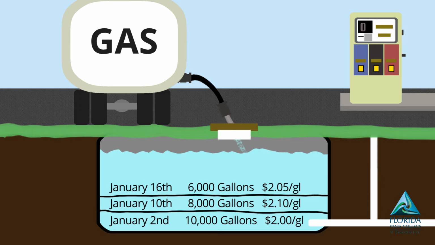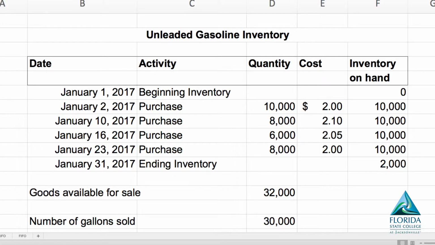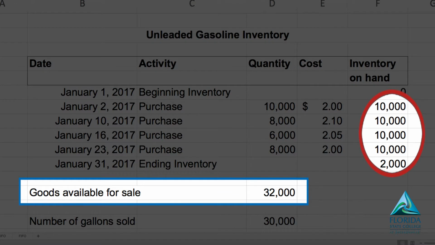And on the 16th of January, we're going to purchase another 6,000 gallons at $2.05. And on January the 23rd, we're going to have an additional purchase of 8,000 gallons at $2 per gallon. So this means in just our first month, we've purchased 32,000 gallons of gasoline. That's all been mixed together at different price points.